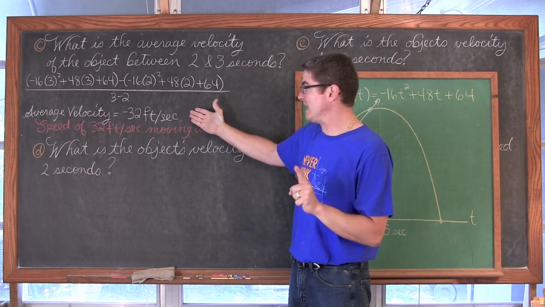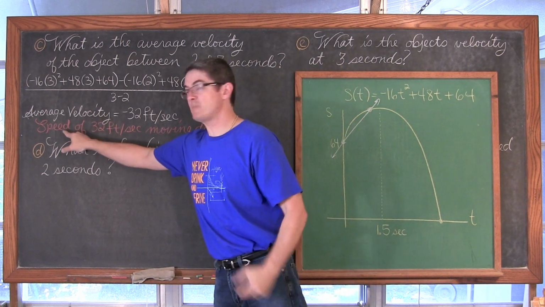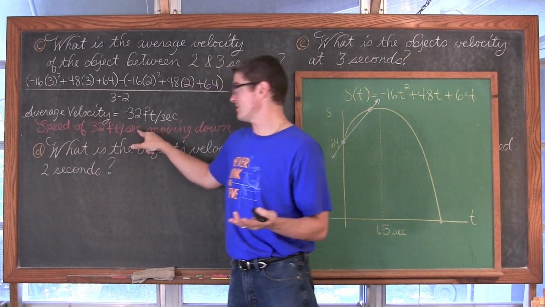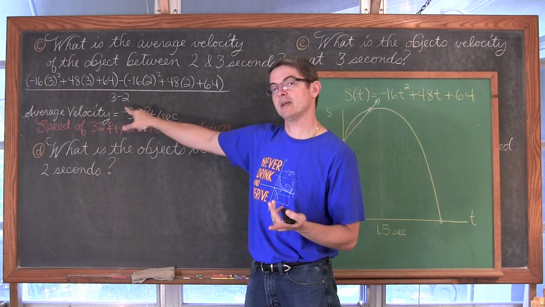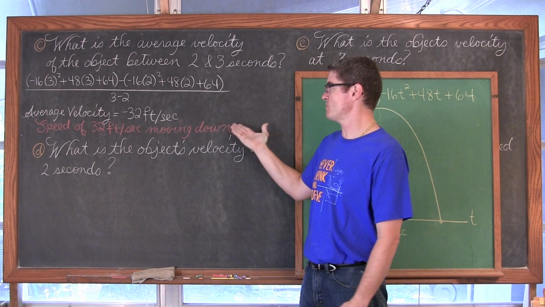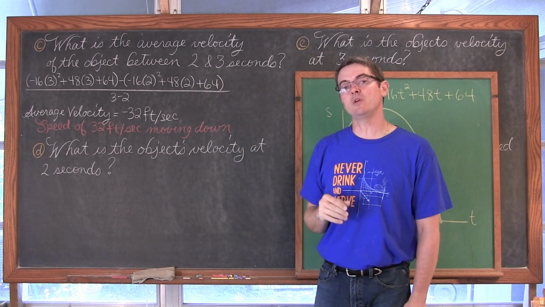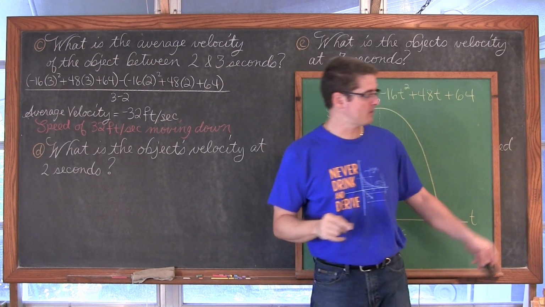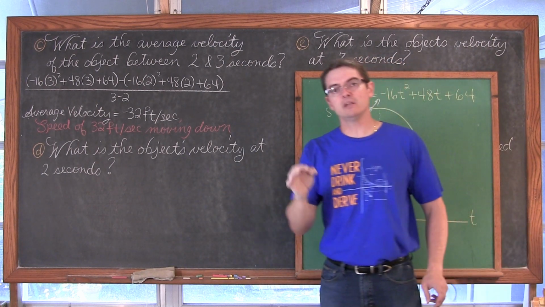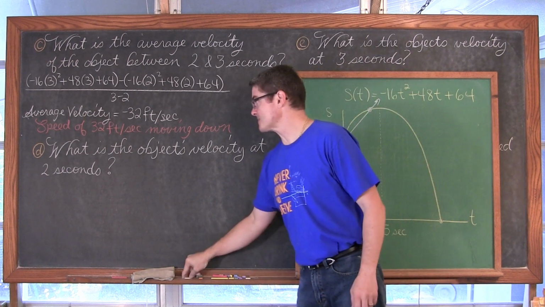But if you're going to say speed, remember speed is the absolute value of velocity. So the speed of the object would be described as, again, 32 feet per second, drop the negative, and then to indicate the direction you need to say it's moving down. So we have an average velocity of negative 32 feet per second, or a speed of 32 feet per second, moving down.